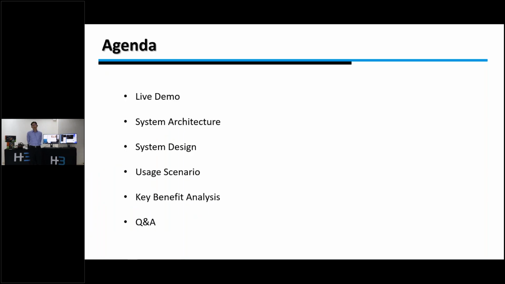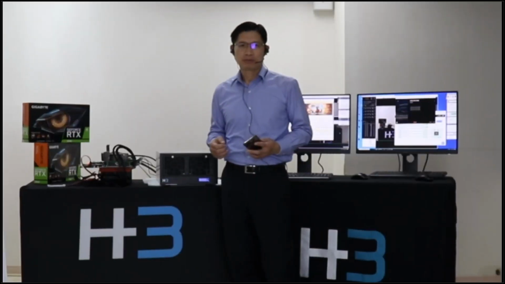Today we are going to show you the Falcon 4005 with 4 RTX bundle solution. We will demo the Falcon 4005 for 4 RTX 3090s, and talk about system architecture, system design, usage scenario, and the key benefit of the bundle solutions. If there are any questions, please feel free to type in the webinar chat. We will answer your questions. Let's start with the system demo.